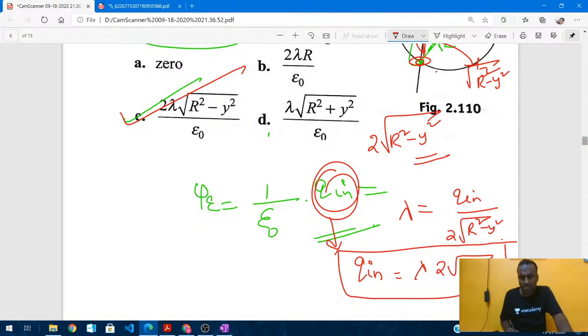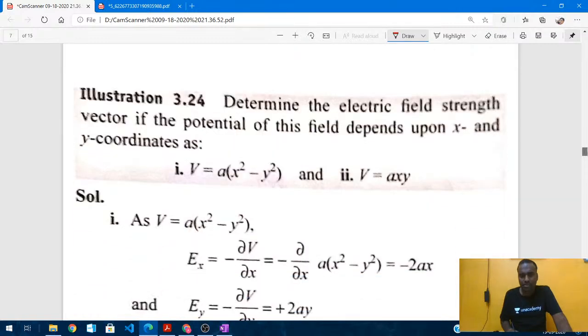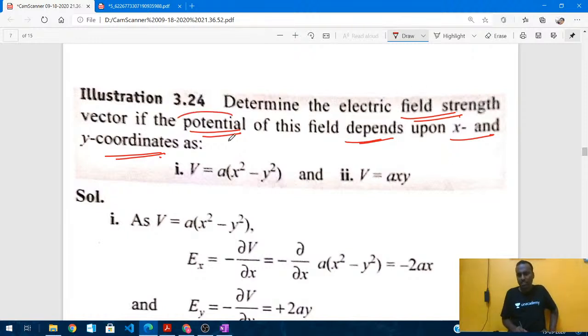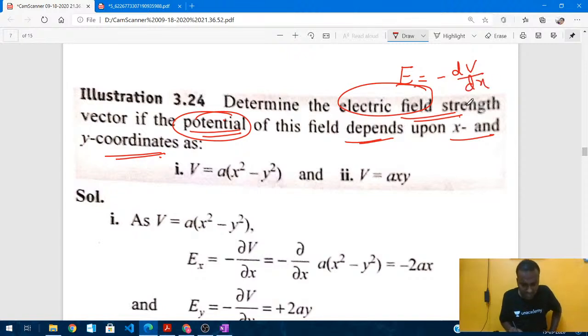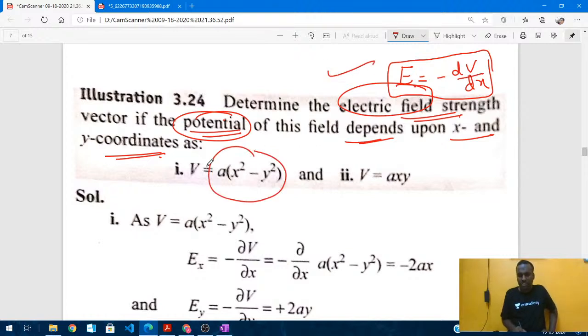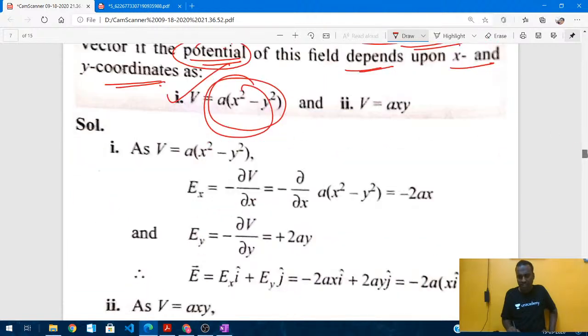Students, we'll move on to the next question. Determine the electric field strength vector if the potential of this field depends upon x and y coordinates. First of all, what is the relation between field and potential? The negative of the gradient of potential is called the electric field. So E is equal to minus dV by dr, or E is equal to minus dV by dx. If you differentiate, you will get the electric field. I am coming in front of you with the solution of this question.